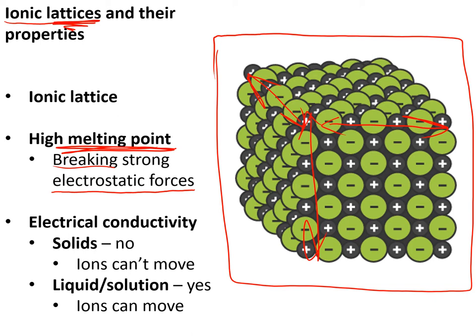Now, these things do not conduct electricity when they are solid. That's because when they're solid, these ions cannot move. You know, they're locked tightly in place. However, if you melt them or dissolve them to make them liquid, then ionic compounds do conduct electricity because the ions would then be free to move around.